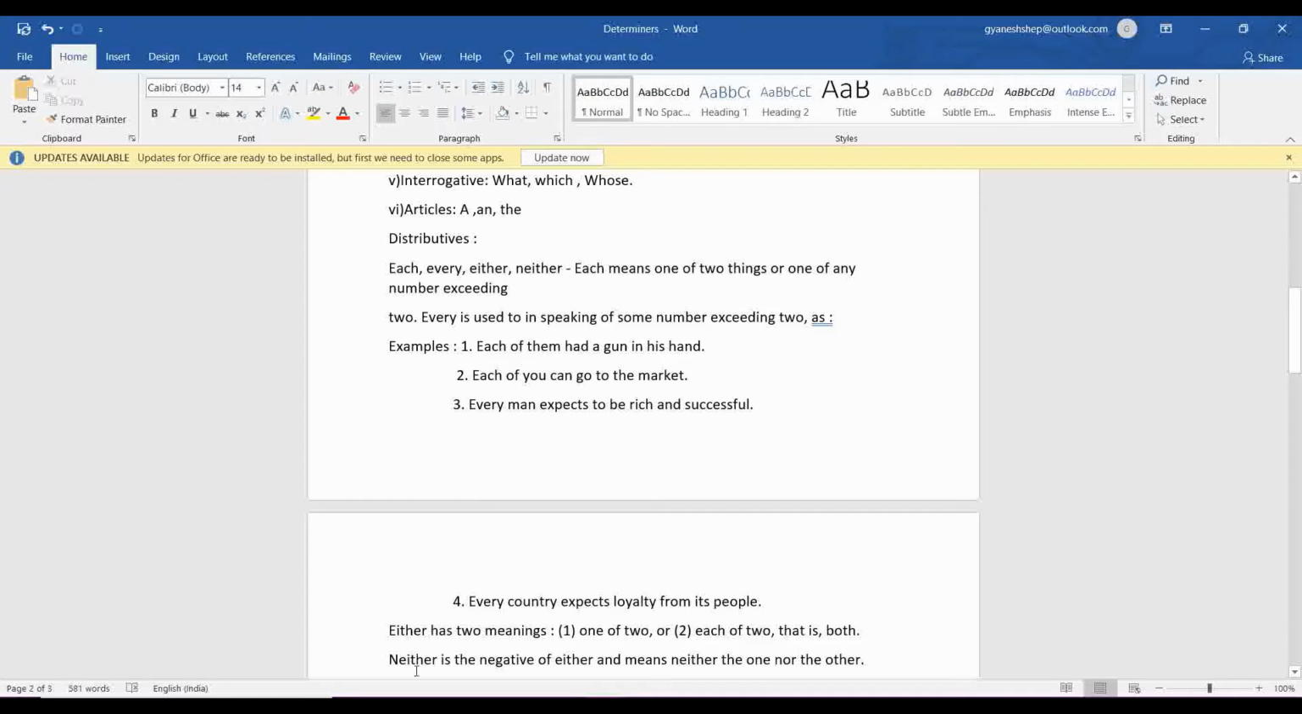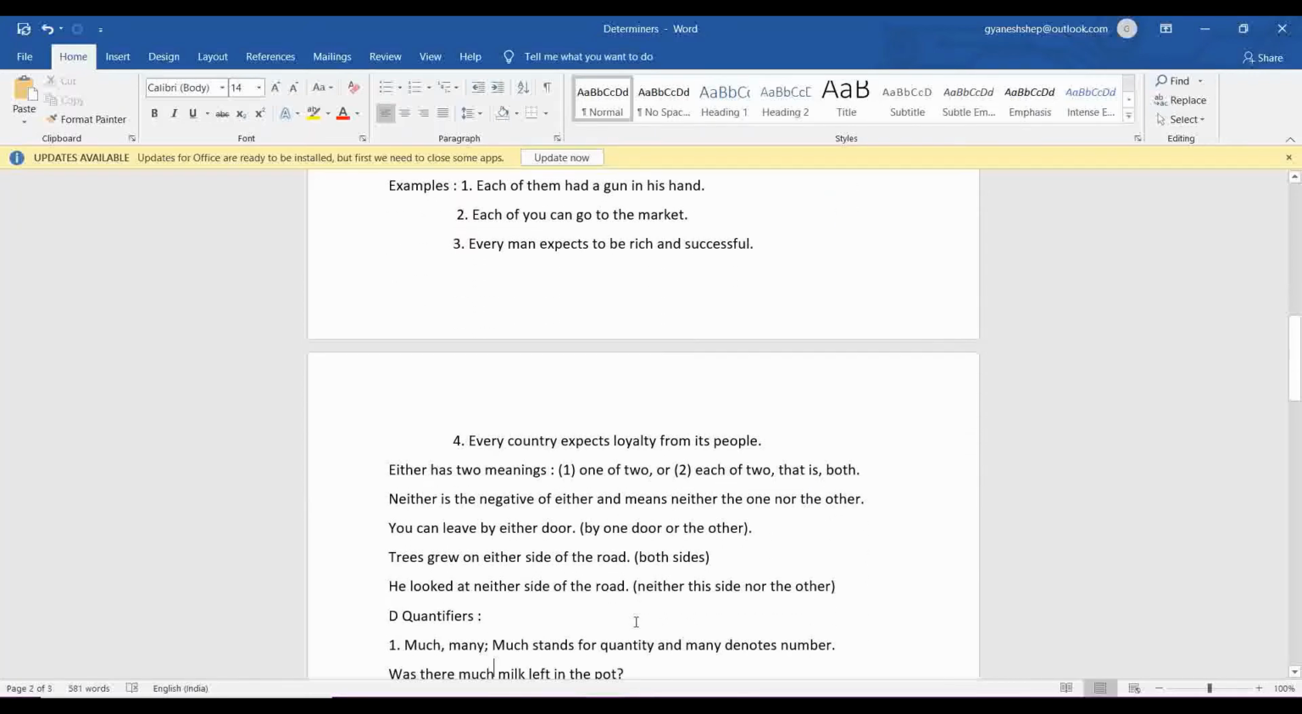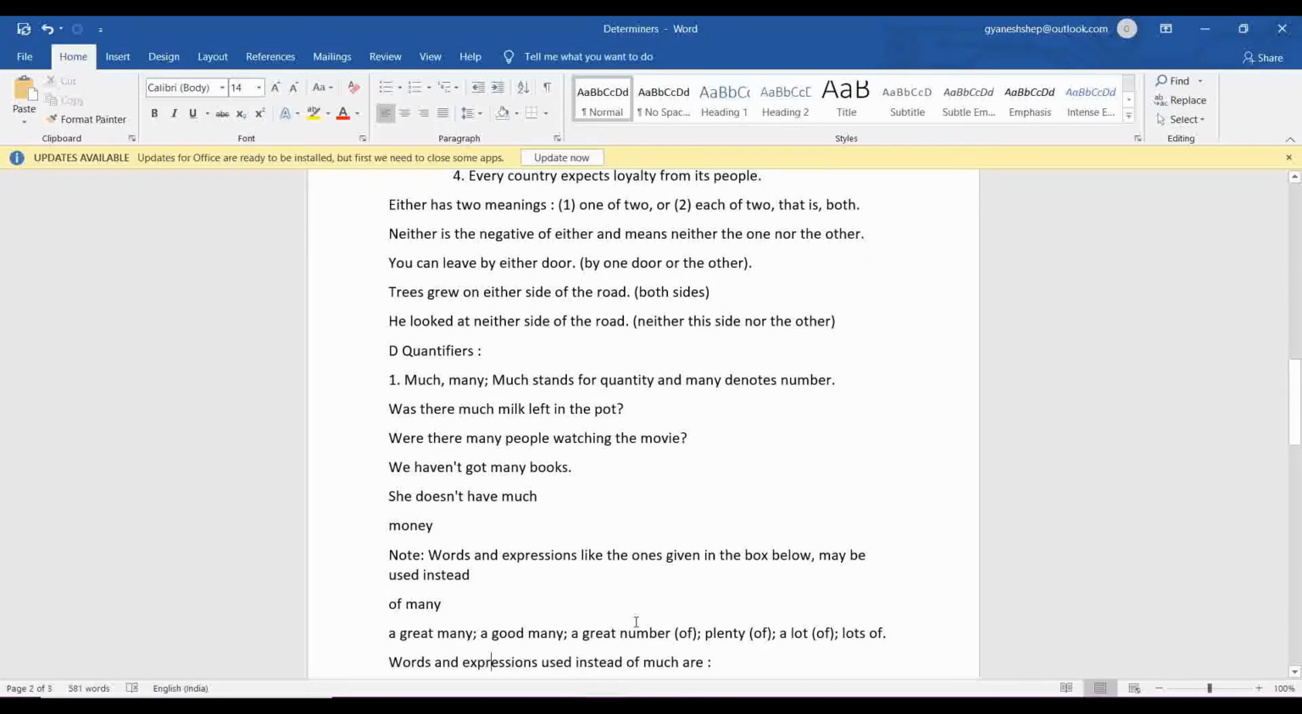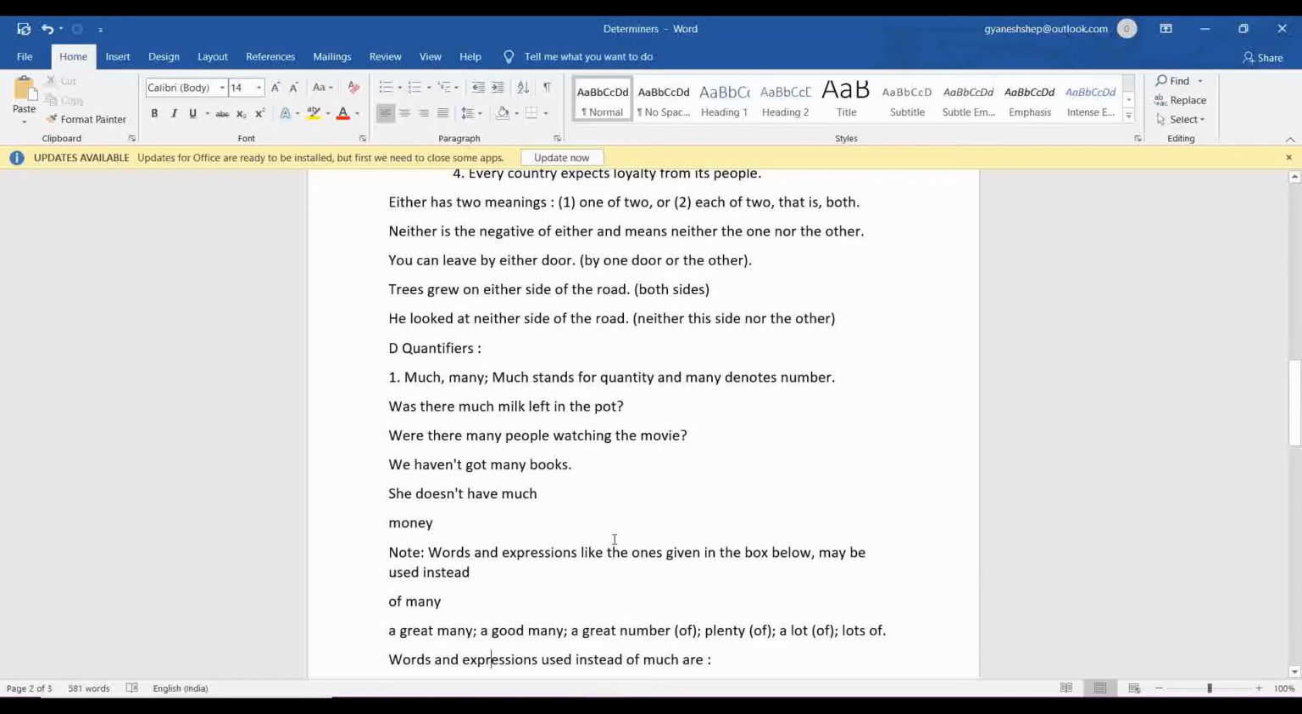Now let's listen to the next example: every country expects loyalty from its people. Whatever the country may be, India, US or something else, they expect loyalty from their people. So the countries are more than two. Either has two meanings, one of two or each of two, that is both. Neither is the negative of either and means not one nor the other. So this is very clear. Neither is the negative, okay, and either is one of two.